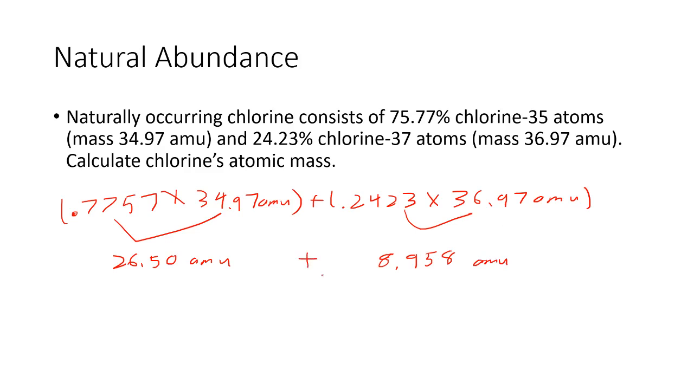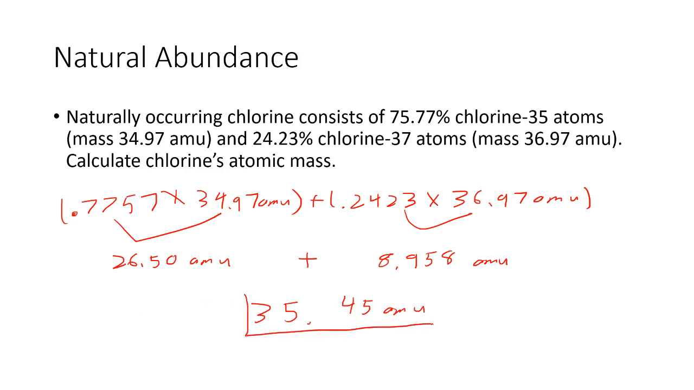We're then going to add these together. And since we're adding, we're looking at decimal places, and our hundredths place is the one we know the least well, because our total on the left is in the hundredths, our total on the right is in the thousandths. So when I add these together, I'm going to get that the atomic mass is 35.45 AMUs.